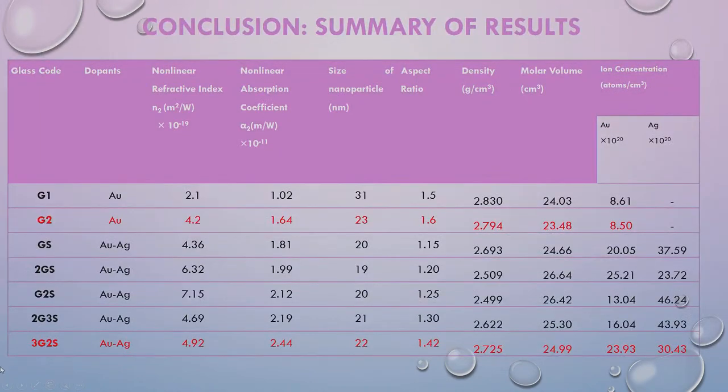So this is the overall summary of whatever I said. These first two glasses say that if the size is reduced, then there is an enhancement of nonlinear optical properties. Then this combination of gold and silver confirms that as the shape of the particle tends to be more ellipsoidal, they exhibit more nonlinear optical properties. So it is very clearly understood that the size and shape of the nanoparticle emphasize the tailorability of nonlinear optical properties.